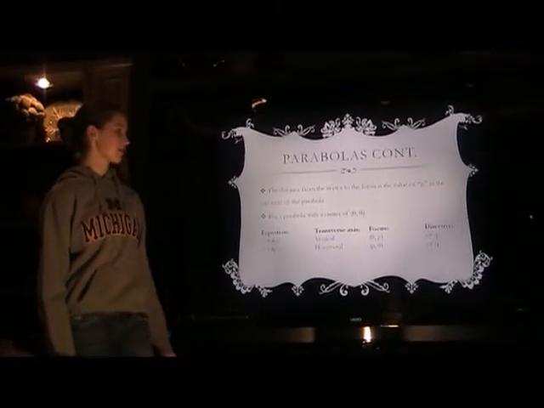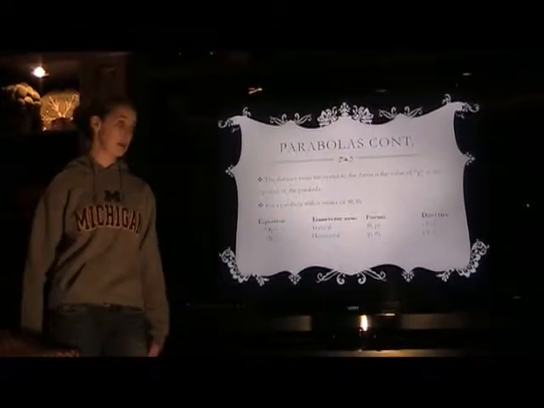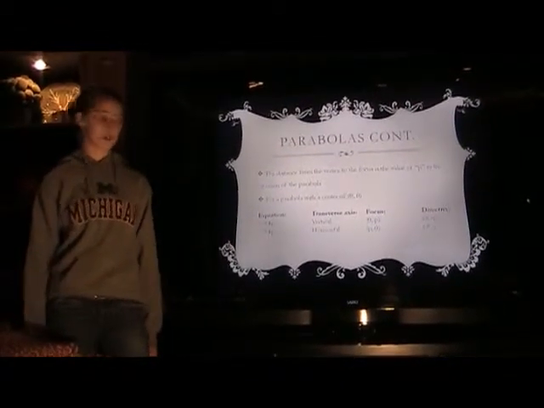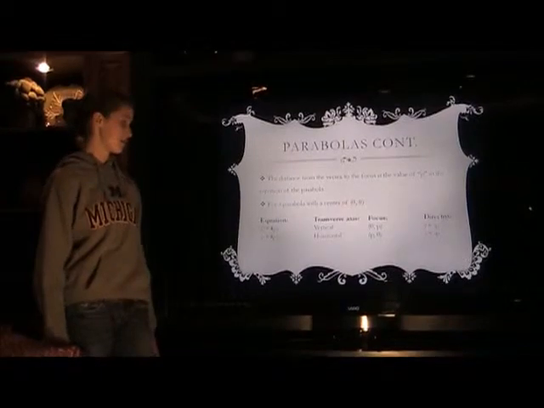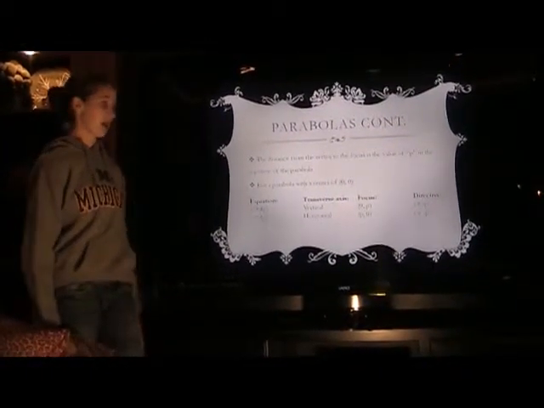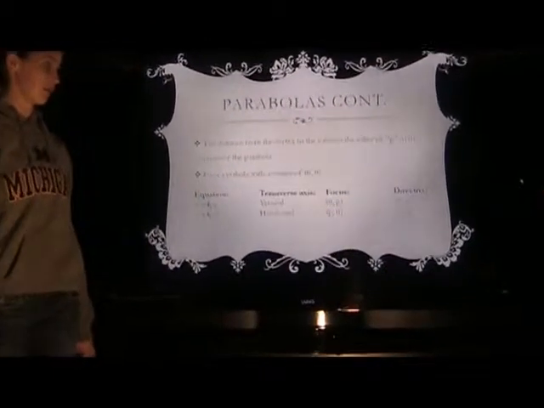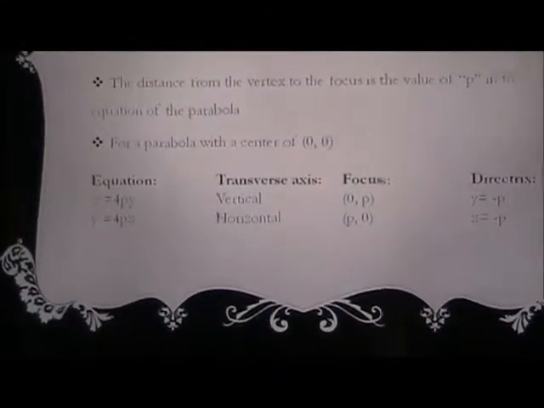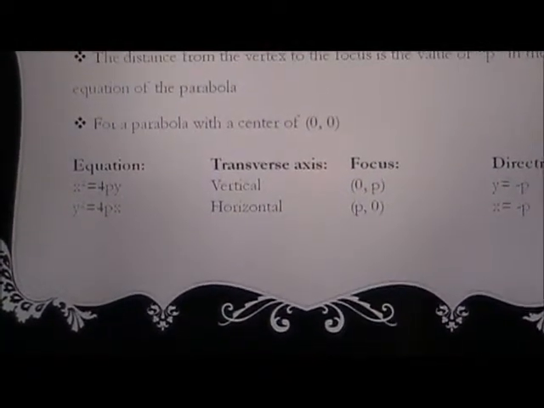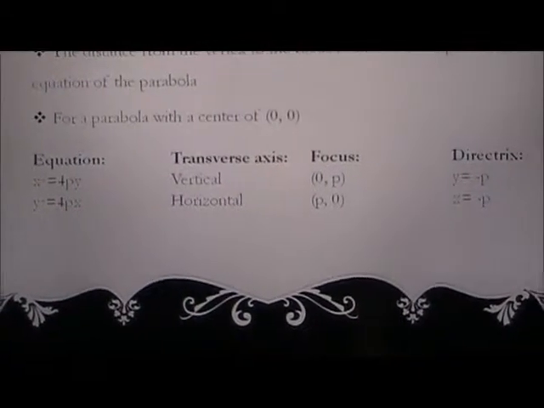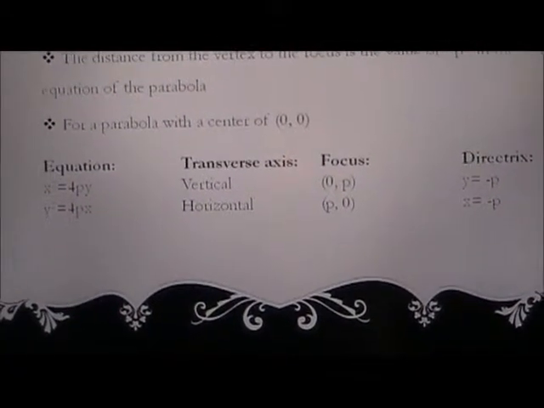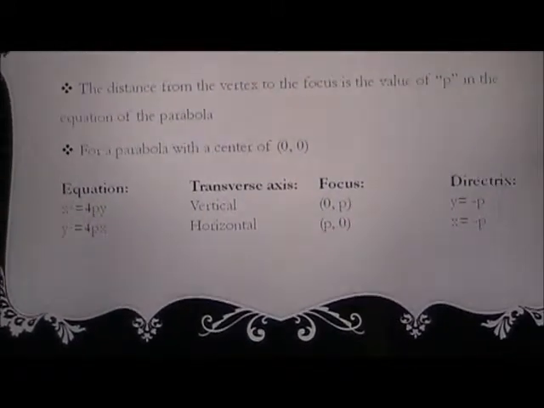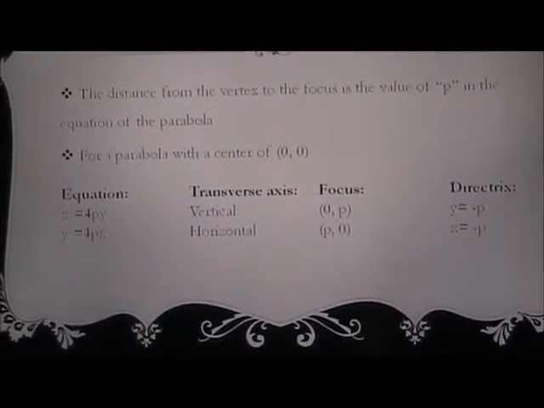The distance from the vertex to the focus is the value of p in the equation of the parabola. For a parabola with a center at 0, 0, the equation is x squared equals 4py if the transverse axis is vertical. The focus is 0, p, and the directrix is y equals negative p. For a transverse axis that is horizontal, the equation would be y squared equals 4px, and the focus would be p, 0, with the directrix being x equals negative p.